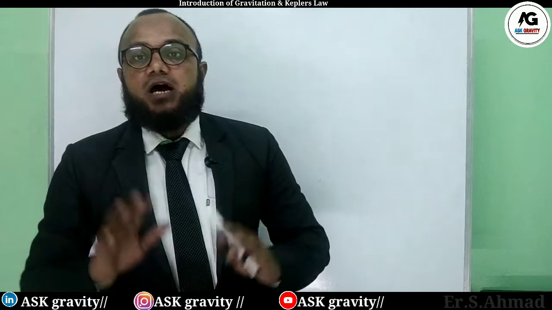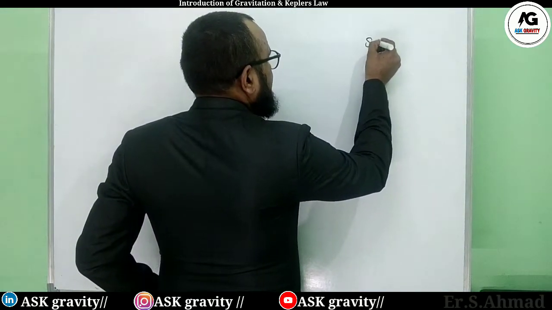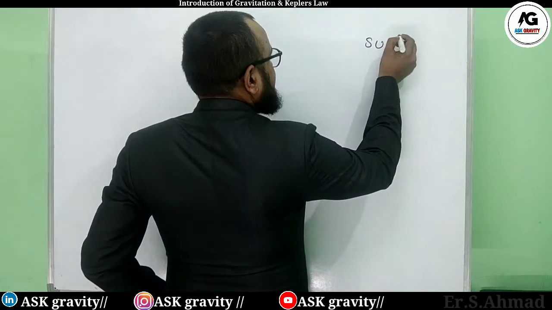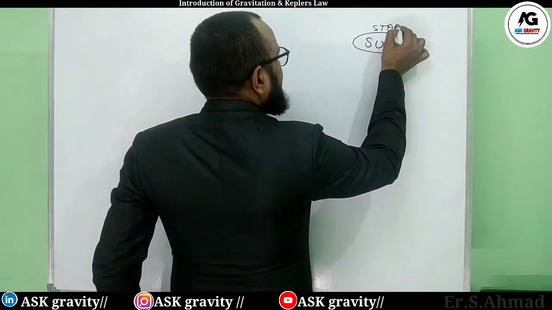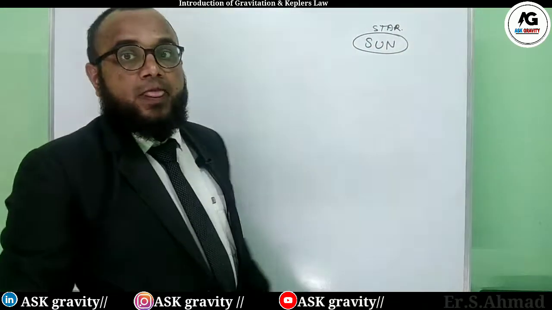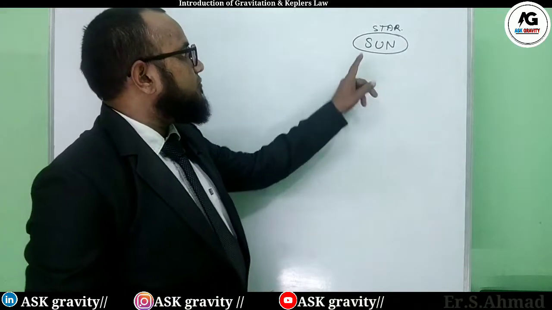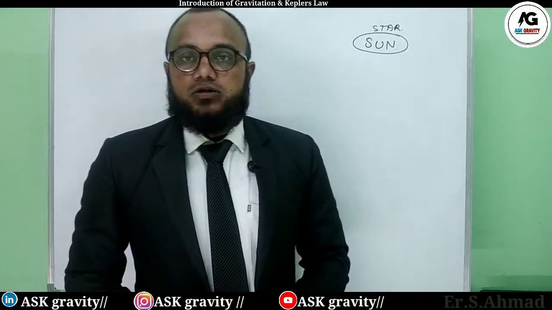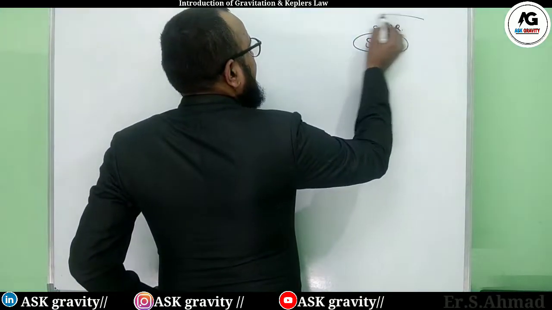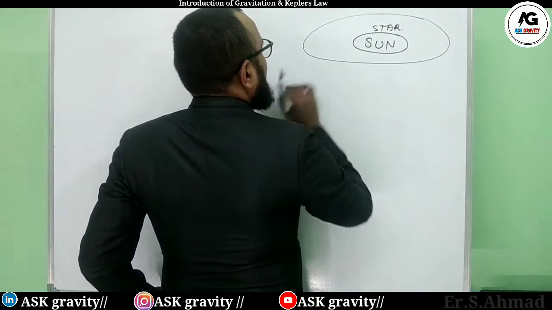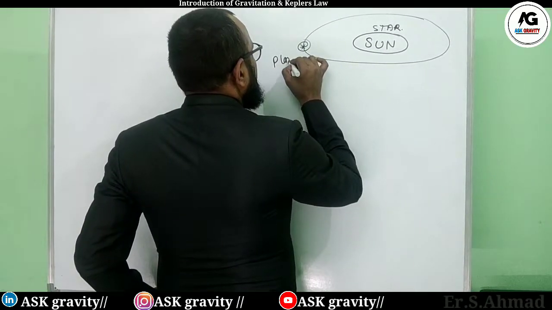Remember that in our solar system, the Sun is a star. Always remember that the Sun is a star. And the objects or bodies which revolve around the Sun, mostly in an elliptical orbit, are called planets.